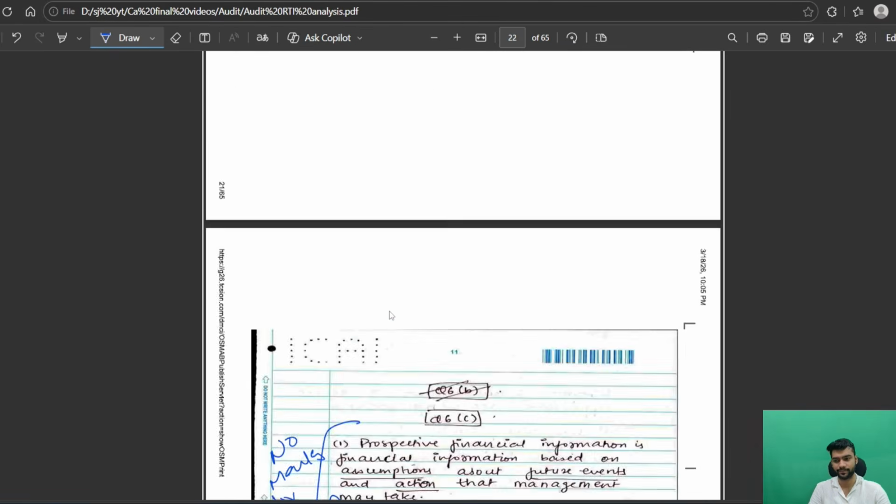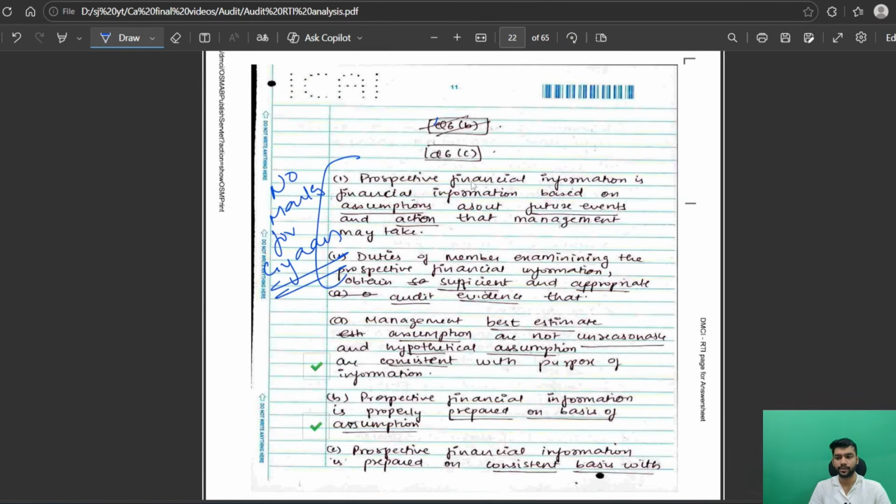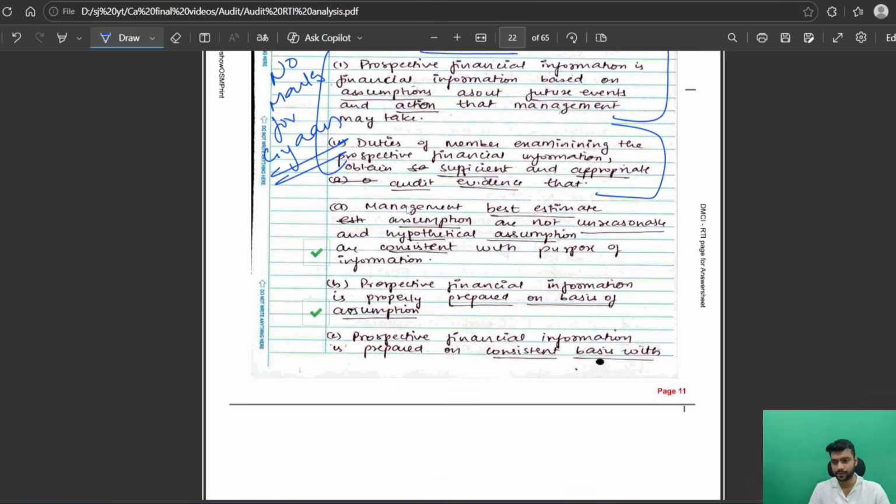So he does not care. Coming to question number 60, prospective financial information. I have written the entire definition. What are the duties I have written? They do not care. They are not even thinking of it. They are not even seeing that solution, that paragraph. They only care about this.